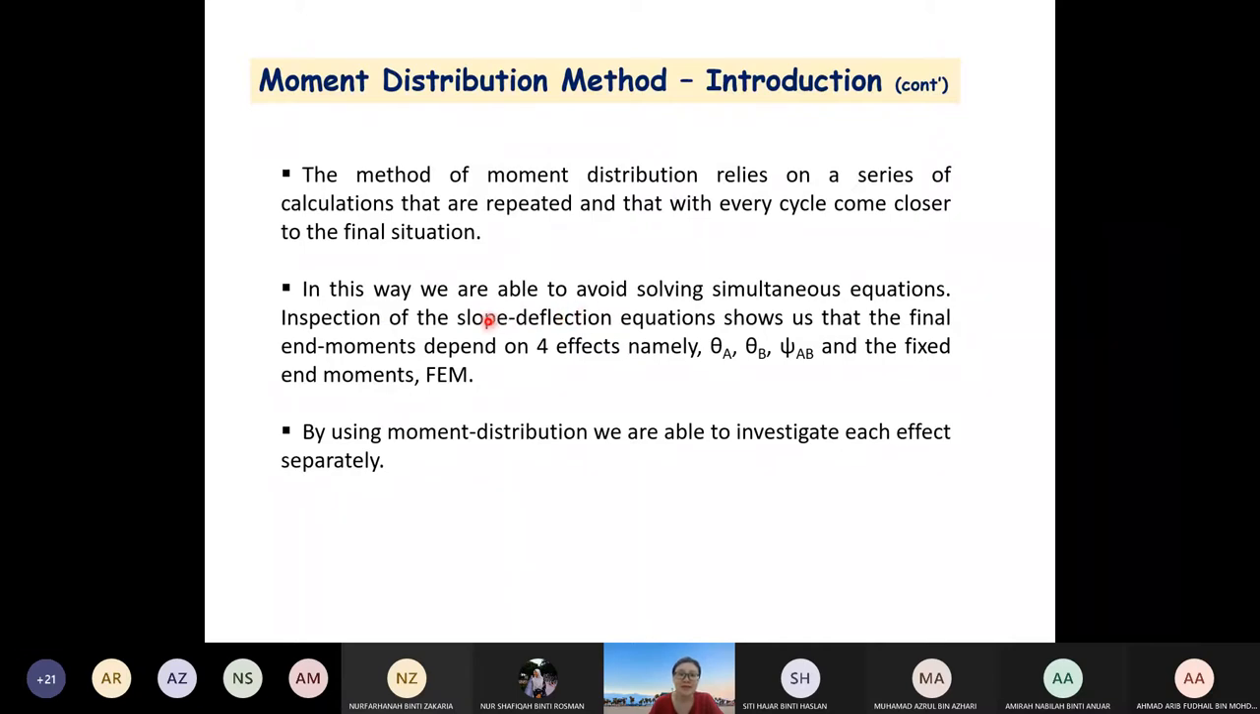So the final end moment depends on the fixed end moments and so on. Meaning that in these methods, we don't need to solve any simultaneous equation, like for example in your stiffness method and also the flexibility method. We just distribute the moment, and at the end, we find the solution. So let's have a look at it.